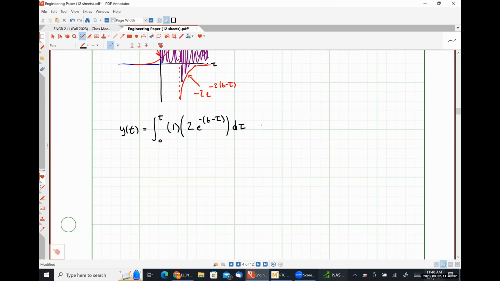d tau plus the integral from t to infinity of 1, the contribution of my unit step function, times negative 2e to the negative 2 t minus tau d tau. All right. So before we start messing around with this, are we clear where all of these terms came from? I apologize for my mistake on missing that negative sign on the graph of the part that didn't matter in the previous case.